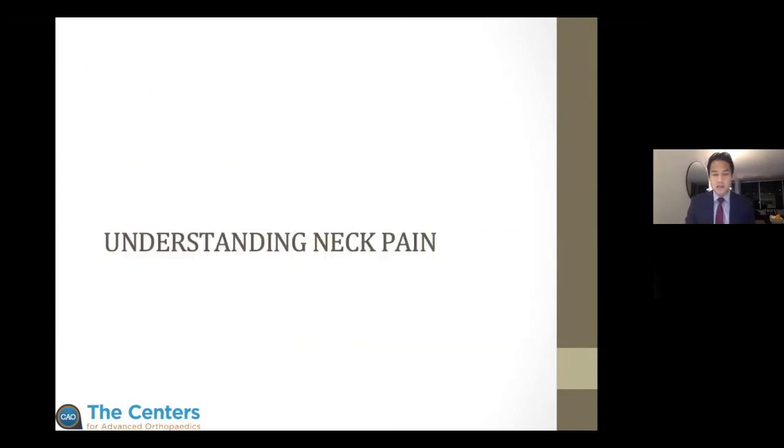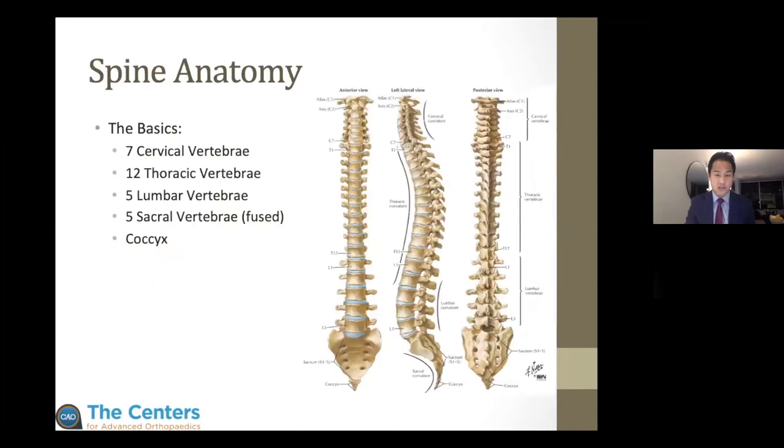Now, in discussing neck pain, we need to understand what the causes of neck pain are. In order to discuss the causes, we have to start with the discussion of the anatomy. So here are the basics of spine anatomy. We break up the spine into 5 different sections: the cervical spine, thoracic spine, lumbar spine, the sacral vertebrae, which are at the bottom and are 5 fused vertebrae, and the coccyx, which is the residual vestigial tail at the very, very bottom of the spine.